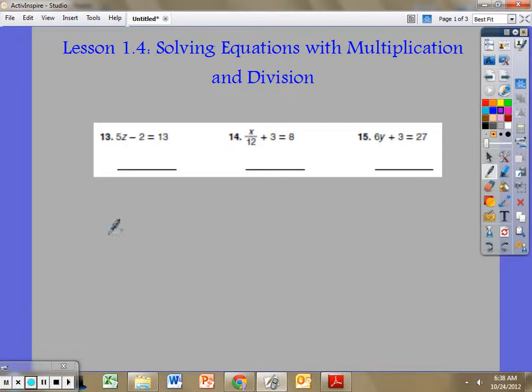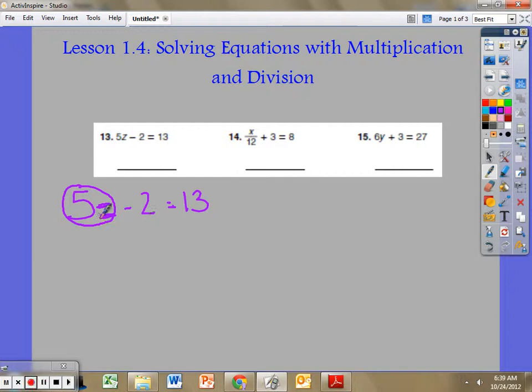I'm just going to rewrite it down here. It says 5 times z minus 2 is equal to 13. Now, the tendency for a lot of us is to divide this and get rid of this 5 first. But because this is the coefficient, I'm going to hold off on this. And it's almost kind of like reverse order of operations. I'm going to get rid of this subtraction first. I want to hold on to this coefficient for a little bit.